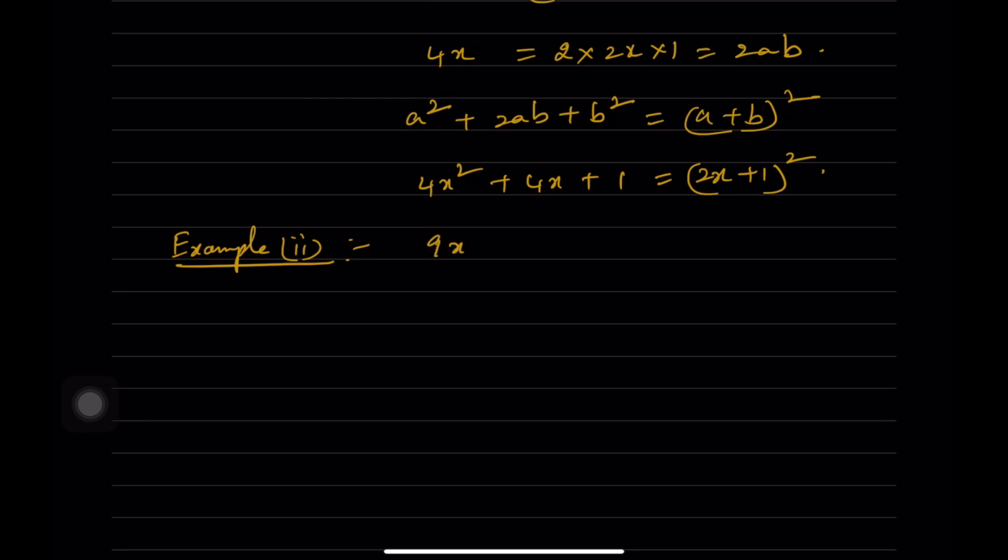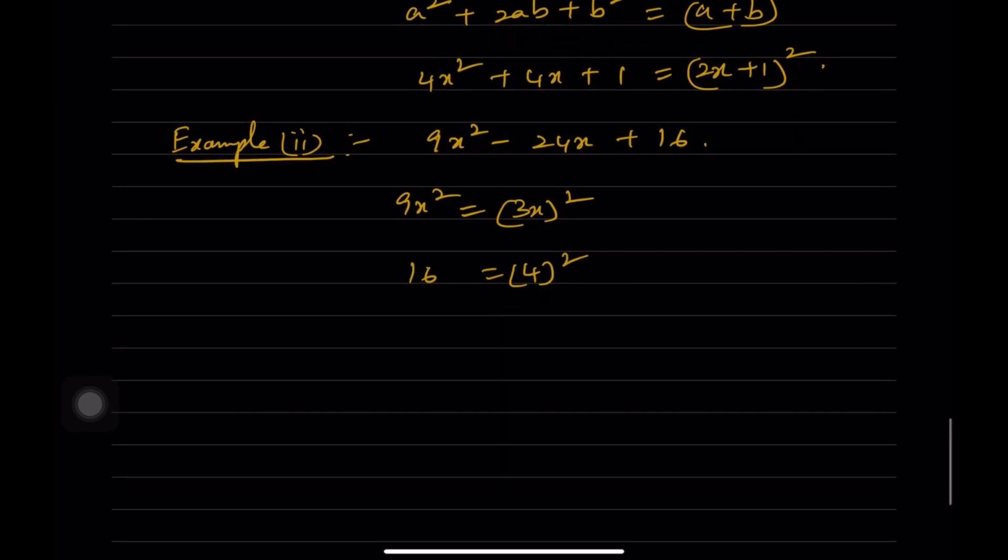Suppose I'm taking 9x square minus 24x plus 16. Here 9x square can be written as 3x whole square, 16 can be written as 4 whole square, and 24x can be written as 2 into 3x into 4. So 4 3s are 12, 12 2s are 24, into x you're getting.